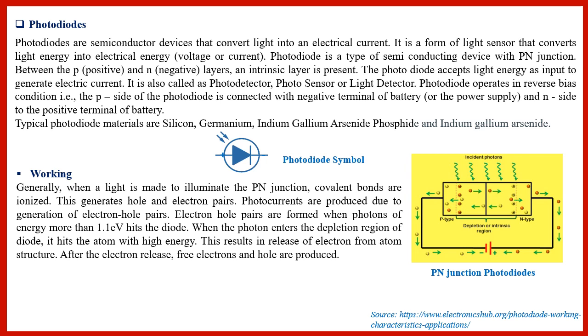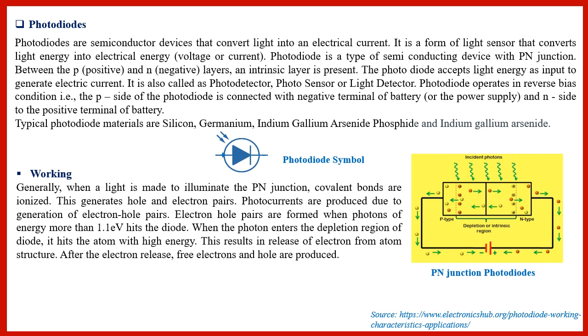So this is the symbol of a photodiode. And the typical photodiode materials are silicon, germanium, gallium arsenide phosphide, and indium gallium arsenide. So these are examples of a photodiode. So how does a photodiode basically work?